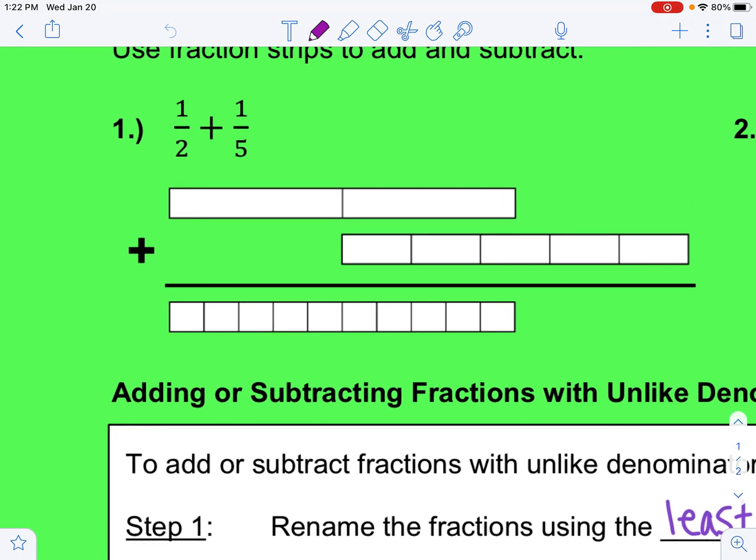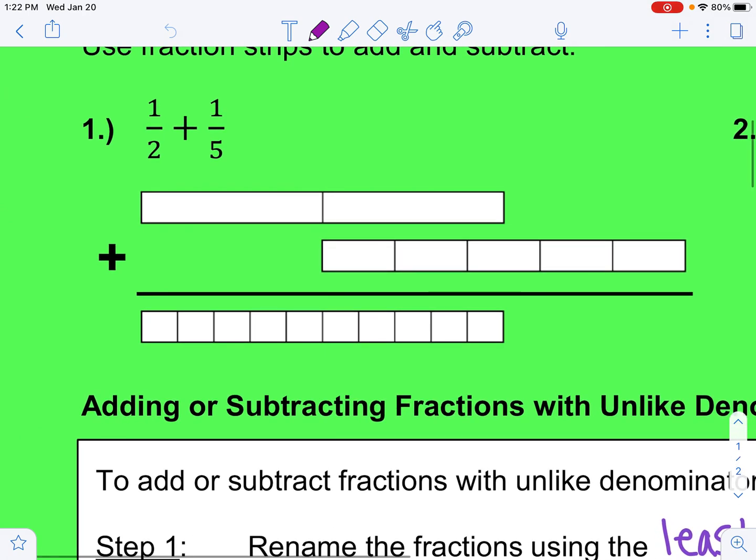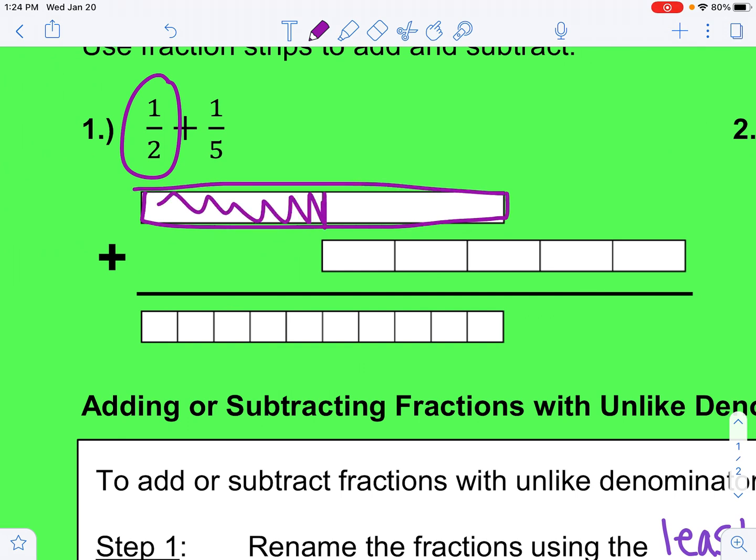So let's look at number 1. We are adding 1/2 plus 1/5. So we have a whole bunch of fraction strips down here that will help us figure out what our total is when we add them. So our first one is 1/2. Well, if you notice, this right here is representing one whole one. Half of it represents 1/2.